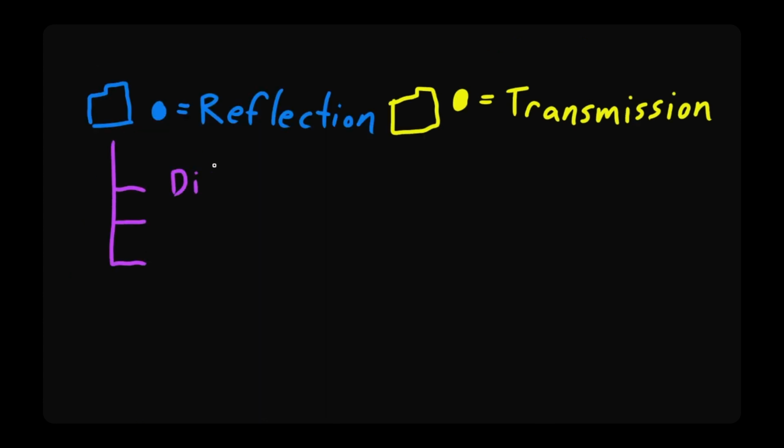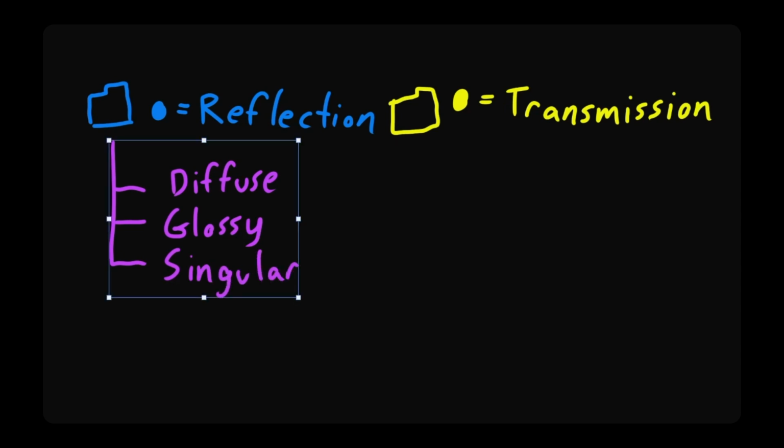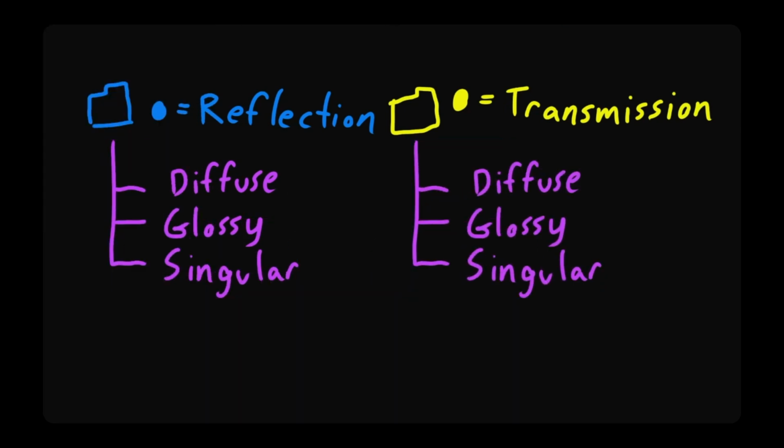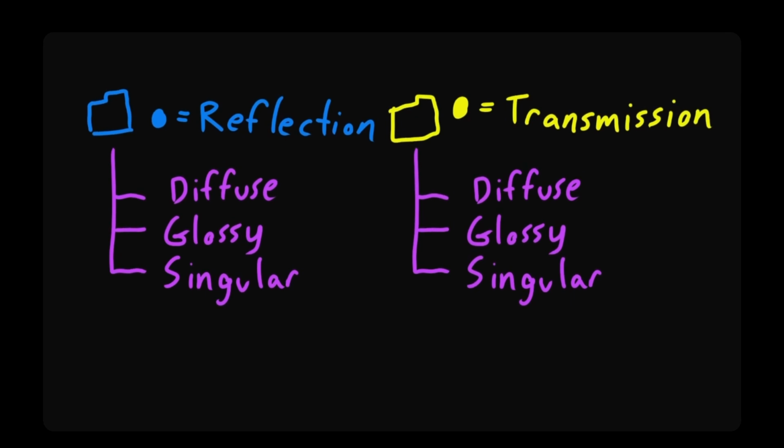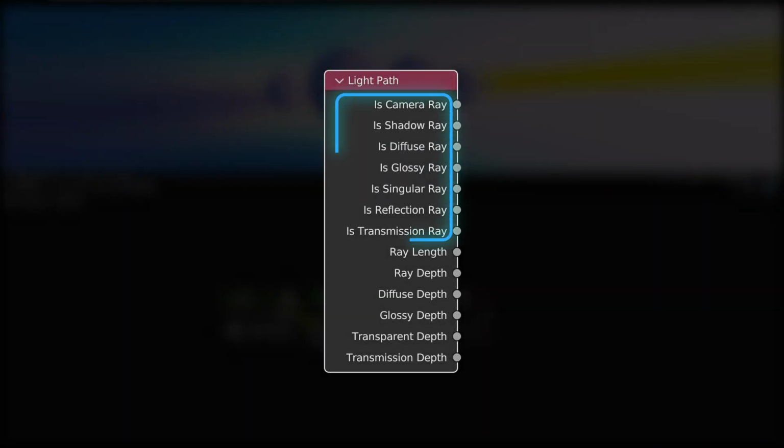Also, think of those reflection and transmission rays as folders that can contain more data. That data is diffuse, glossy, and singular. So the first 7 outputs of the Light Path node have to do with filtering between different kinds of rays. They return 1 or 0, true or false.